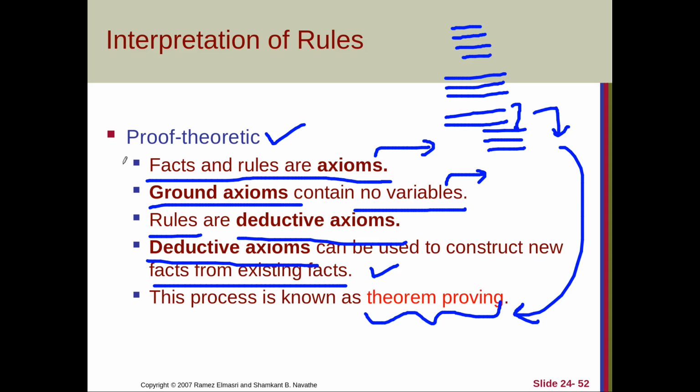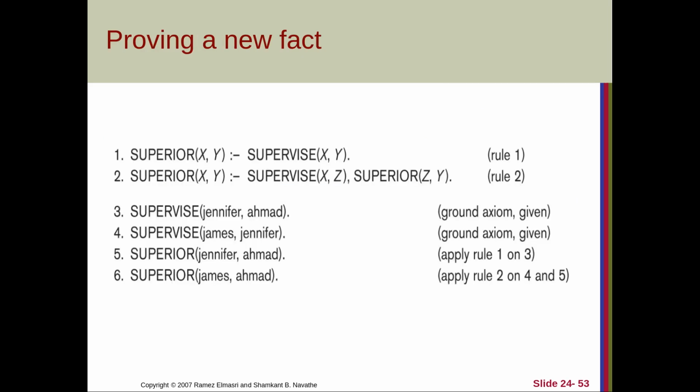So this interpretation of rules is generally called proof theoretic. Now, we will see how we can prove a new fact.